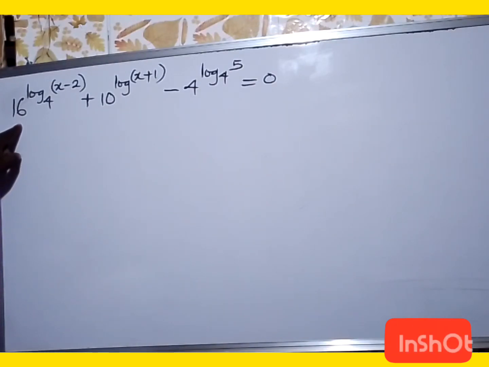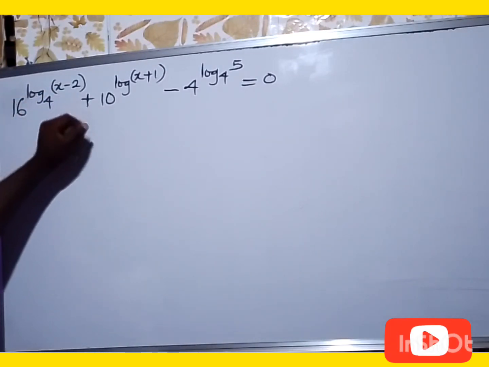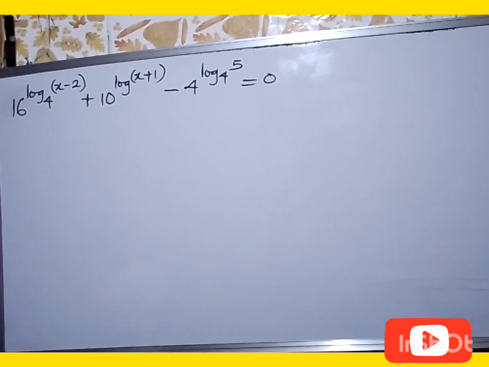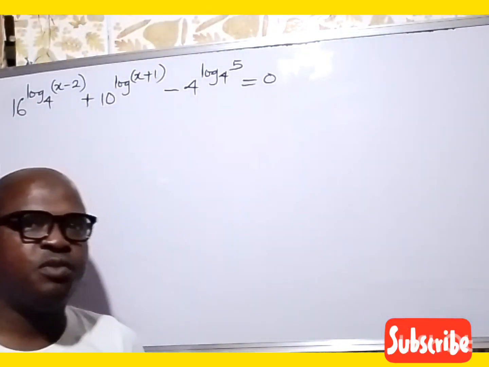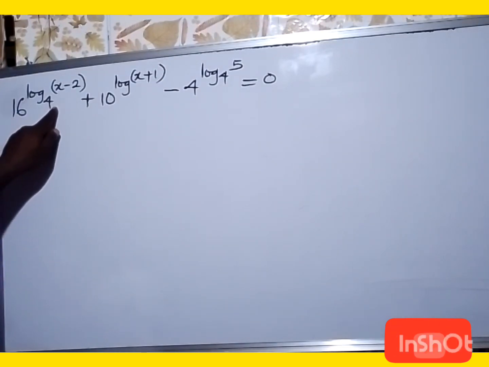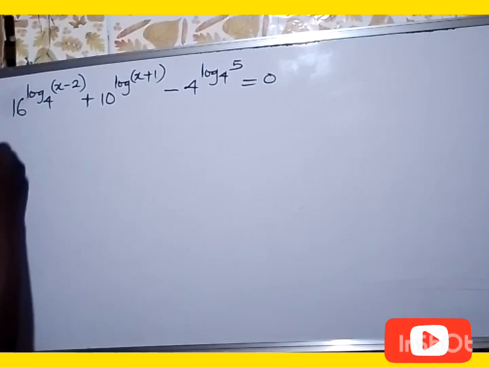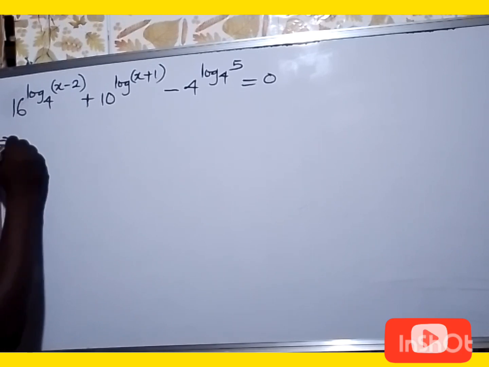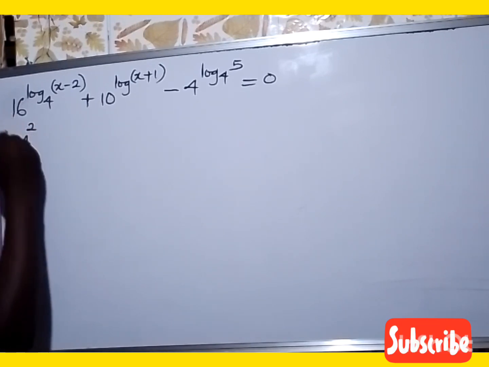We are given 16 log 4 (x minus 2). If you look at this question very well, we need to simplify, especially this 16. We need to simplify it to the barest minimum. Of course, we know that 16 is a multiple of 4, so we are going to simplify it in terms of 4 because there is a 4 here. That means we are going to have 4 raised to power 2 for this 16.